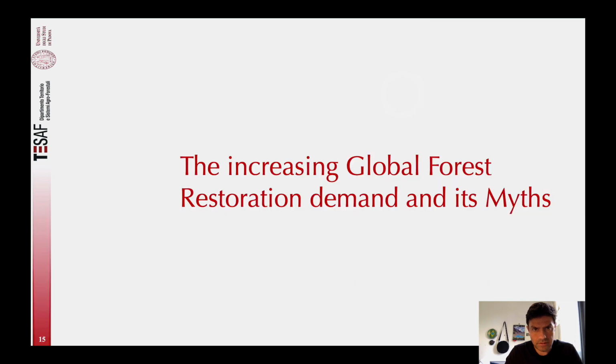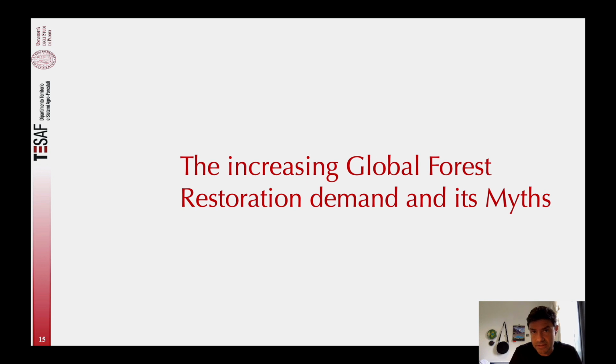So we have seen an evolution of the concept and the importance of forest restoration in the global agenda. That's why forest restoration is calling attention.